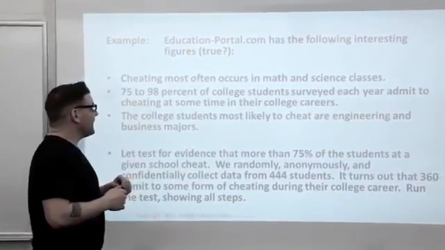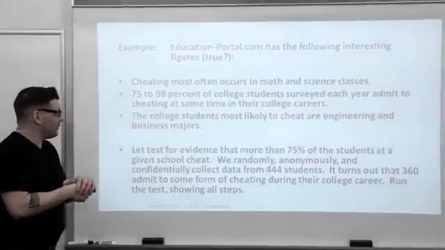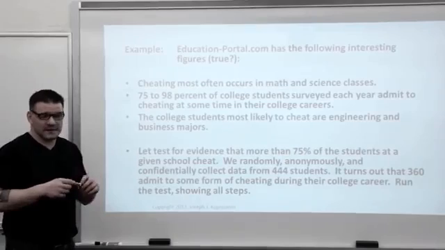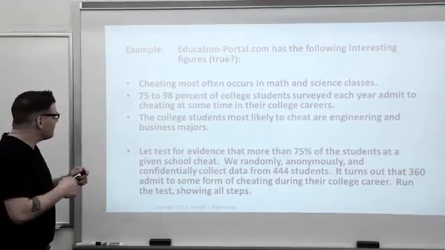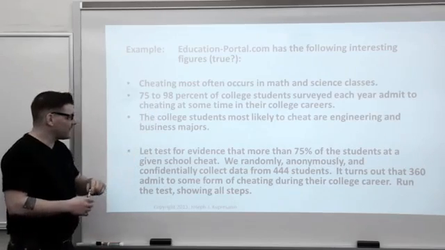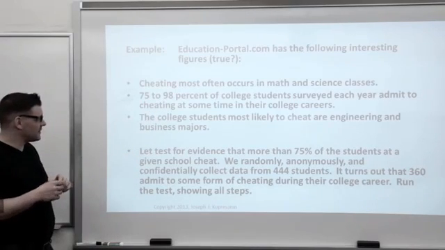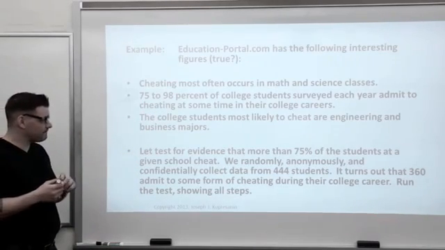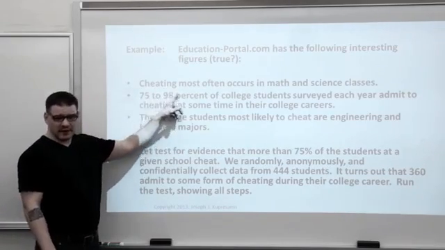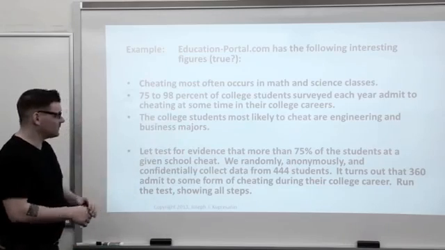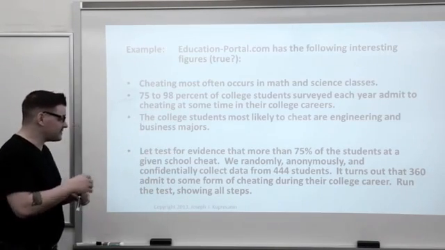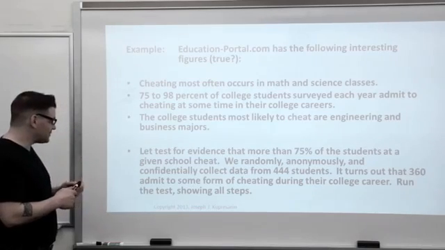Found this fact on the internet. Educationportal.com had a couple of interesting facts. One fact was that cheating most often occurs in math and science courses. I believe that for sure. 75 to 98% of college students surveyed each year admit to cheating at some point during college. Certainly sounds like a confidence interval to me, right? It doesn't have a confidence level, but whenever you see that interval, that's what I'm thinking of. College students most likely to cheat are engineering and business majors.